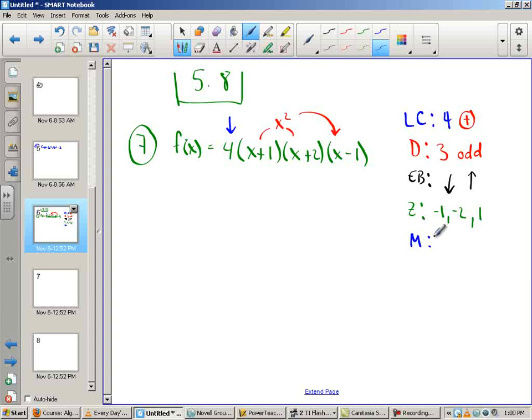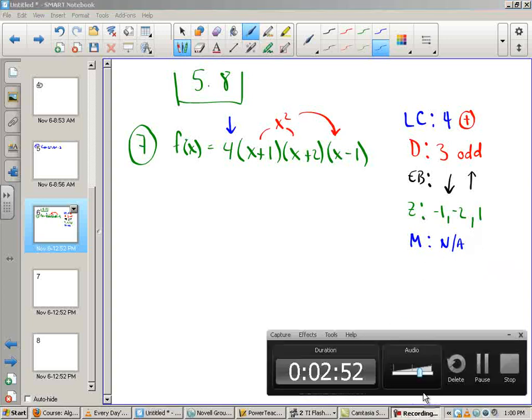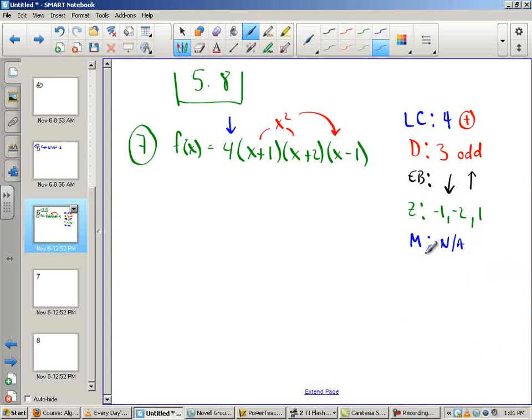Then I look for multiplicity. Now multiplicity occurs if there's a square on a parenthesis or if a parenthesis is repeated. I don't see any of these parentheses being repeated, which means none of these zeros show up a multiple number of times. So we'll say NA, not applicable for this problem. And so the last thing we need to talk about is the turning points. How many turning points should this have? We always go to the degree and we subtract 1. The degree is 3, so we're going to subtract 1. That gives us a possibility of having 2 turning points.